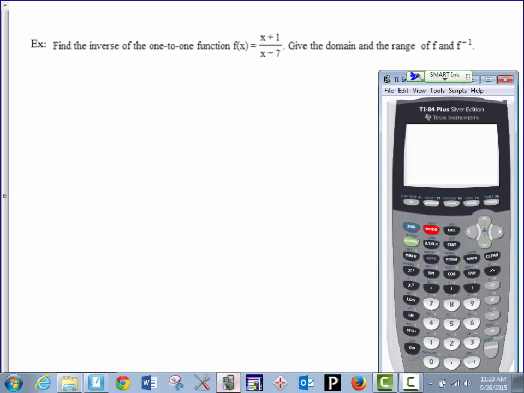In this example, we have been asked to find the inverse of the one-to-one function f of x equals x plus 1 all over x minus 7. It has also asked me to give the domain and the range of the original function and the inverse function. The first thing I'm going to do here is graph the function using my graphing calculator.